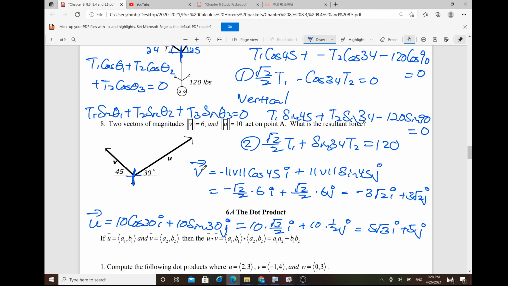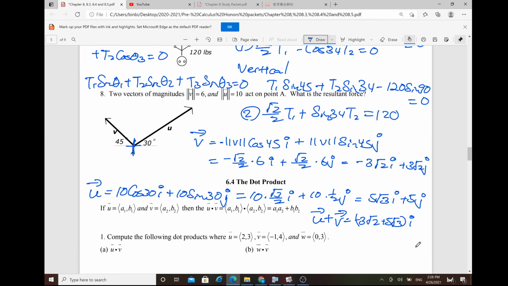So finally, we do have the results for vector v and vector u in the i and j standard form. In order to get the resultant force, that's just vector u plus vector v. So basically combine them: negative 3 root 2 plus 5 root 3, times i, and then plus the quantity 3 root 2 plus 5, times j. So that would be the resultant force in vector form, vector u plus vector v.